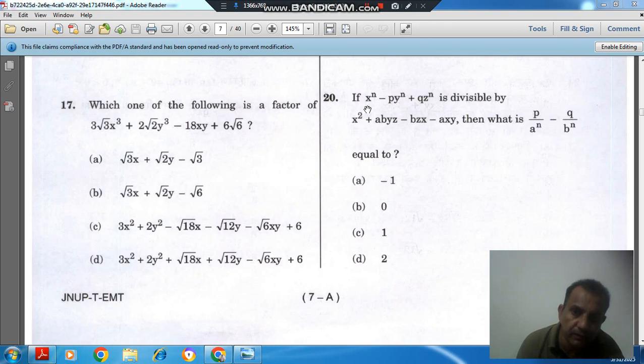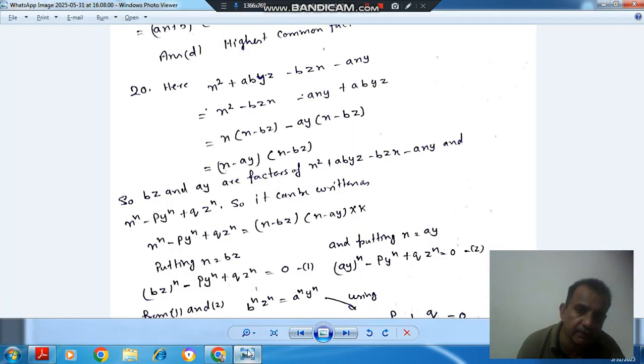So here it is given that x^n − p y^n + q z^n is divisible by this. So we will take this and factorize it, and the factors will also divide this expression. First of all, we take x² + abyz − bzx − axy.